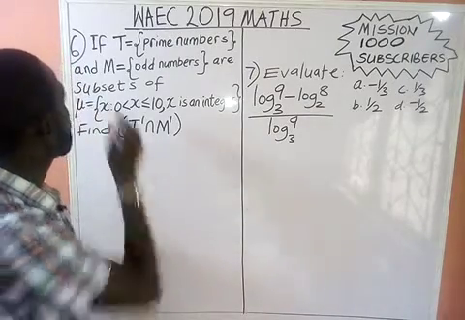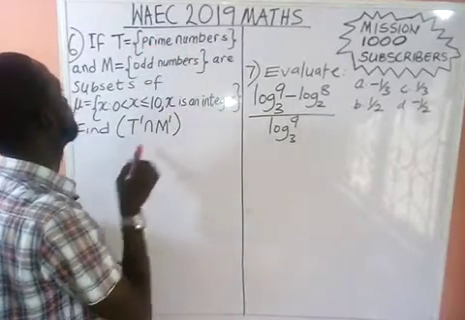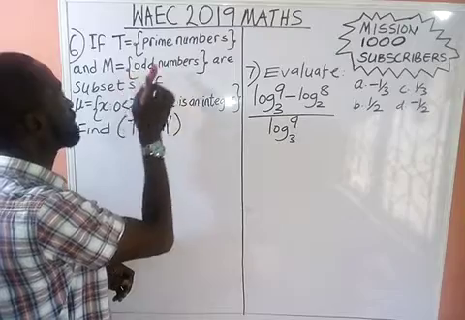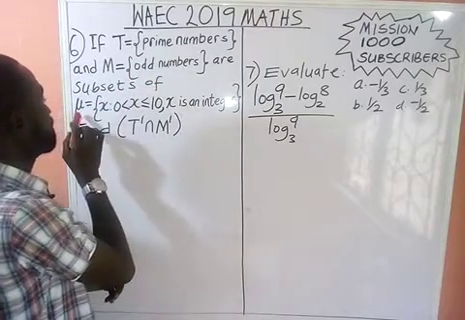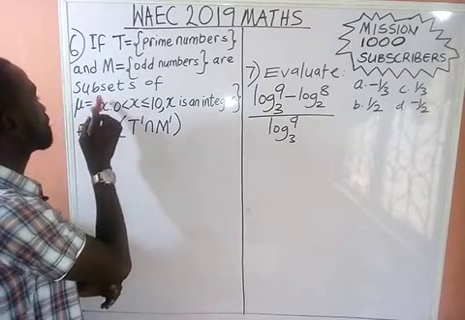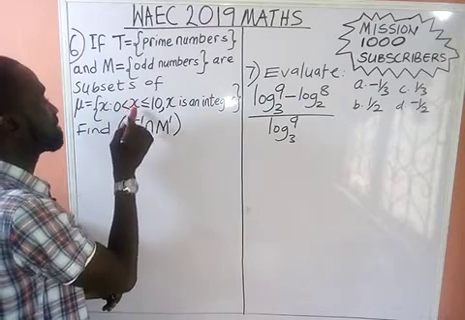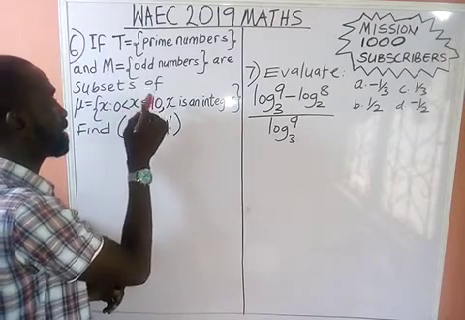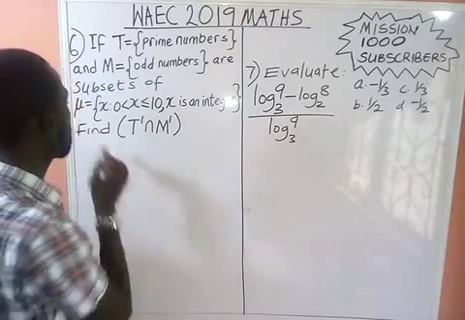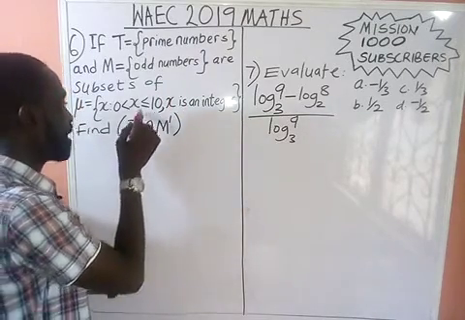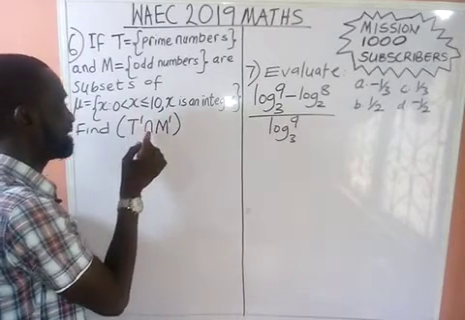The question says if T equals a set of prime numbers and M is a set of odd numbers, and these two are subsets of this universal set U, which is a set of X such that 0 is less than X, X is less than or equal to 10, where X is an integer. We now have to find T prime intersection M prime, meaning T prime and M prime.